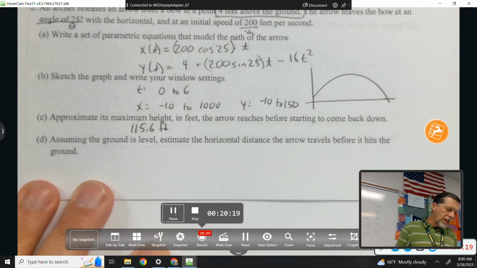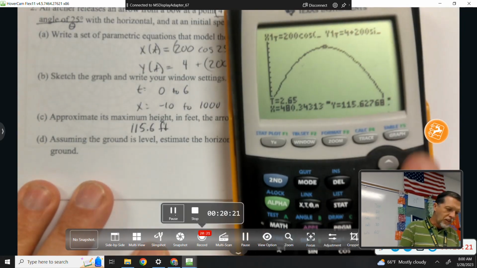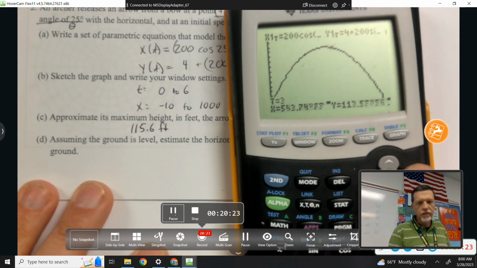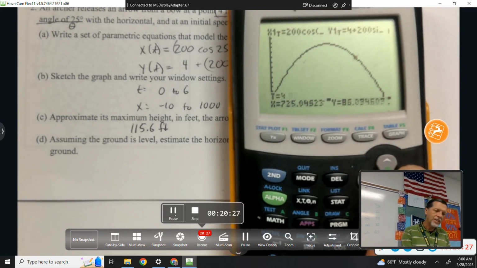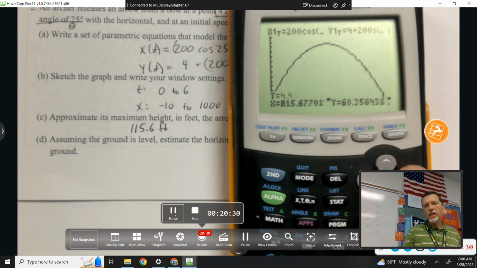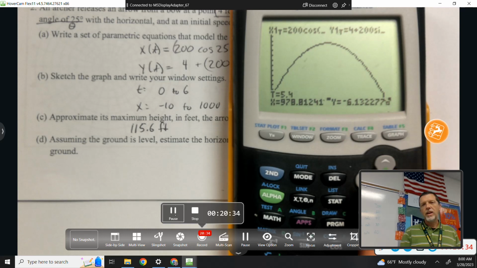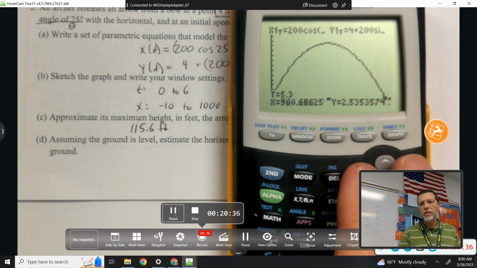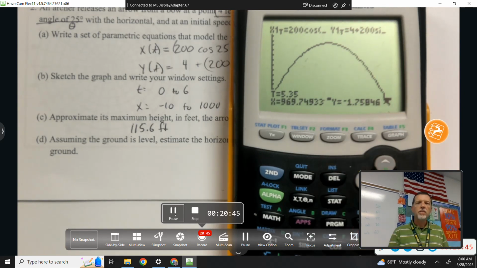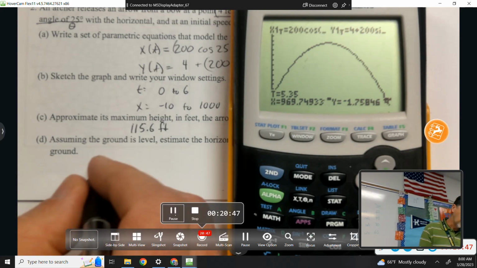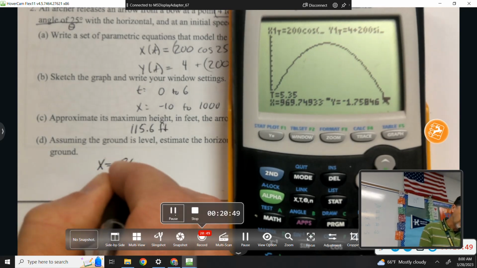Assuming the ground is level, estimate the horizontal distance. So that's where we just come all the way over and wait till y equals 0. But the answer is whatever x is. So I'm looking for where y is 0, or as close as it'll get, because again, we only calculated every 0.05. And so, let's see, 2.5 or negative 1.7. So I'm going to go with the negative 1.7, and my x value is 969.7.